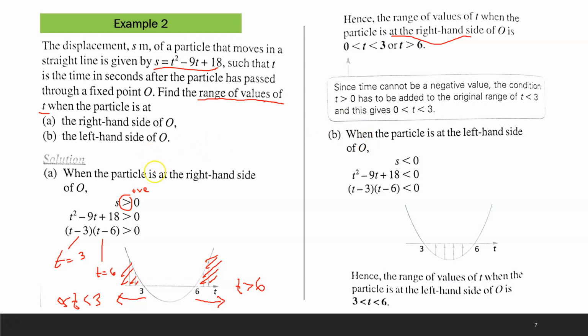Okay, for B, dia kata left hand side. Left hand side. So, what happen when you left hand side? Left hand side meaning you will have ni. Sign dia adalah less than negative. Should be negative. The answer will be negative. Left hand side. So, kalau less than, bila you factorize, 1 dapat 3, 1 dapat 6 kan? So, bila you less than, maksudnya yang lebih kecil.